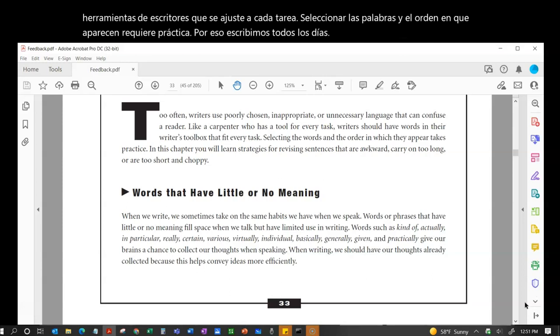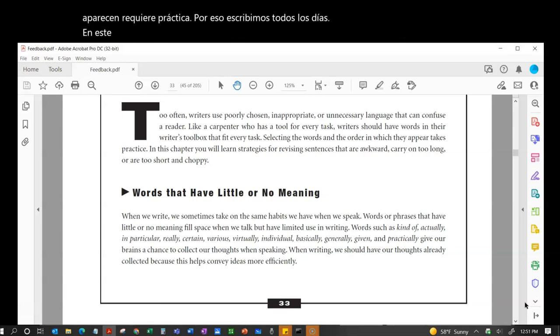In this chapter, you will learn strategies for revising sentences that are awkward, carry on too long, or are too short and choppy. All right, so let's go ahead and get started. Ooh, I'm just clapping my hands in excitement.